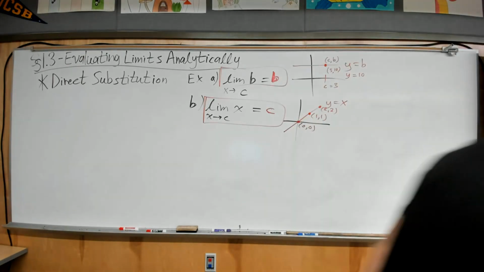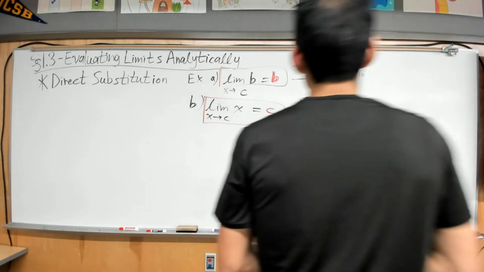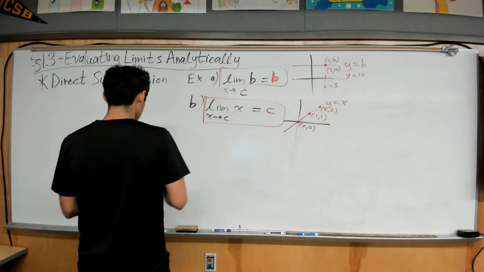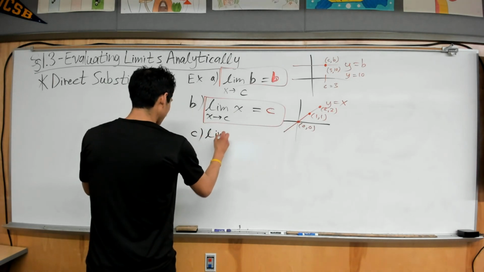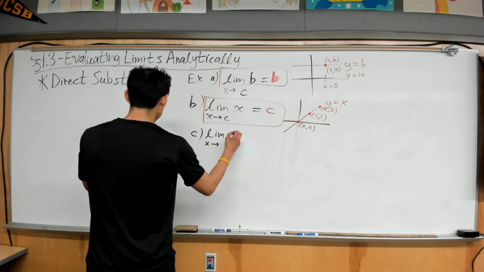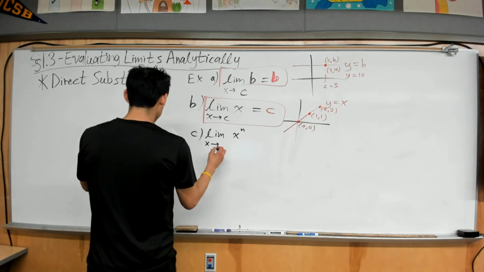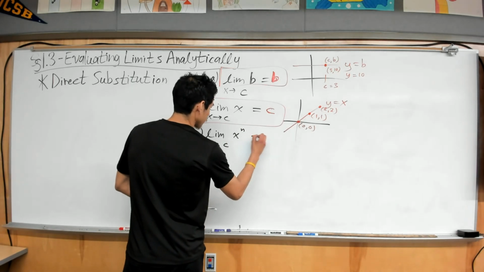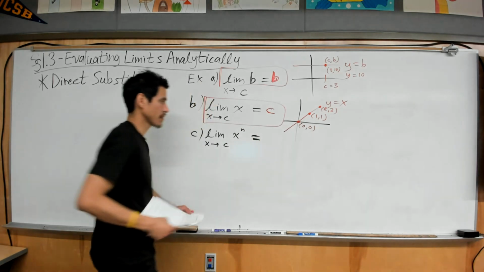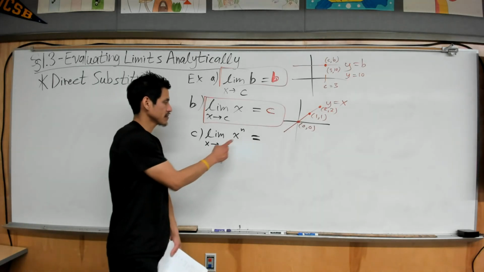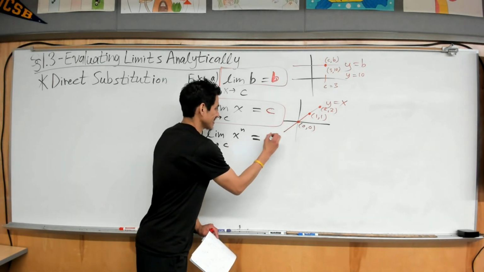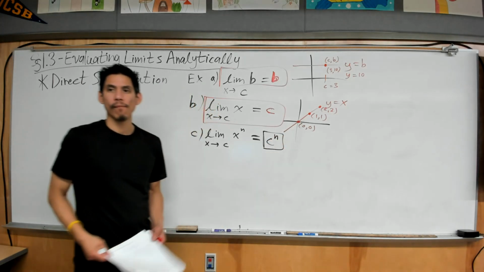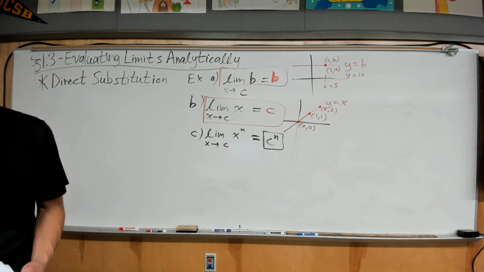Oh, I gotta get another marker. C. This guy, C. The limit of x to the n as x approaches C. So this is now a power one. Direct substitution, directly substitute C into x. So this will be C to the n. All right, next one.